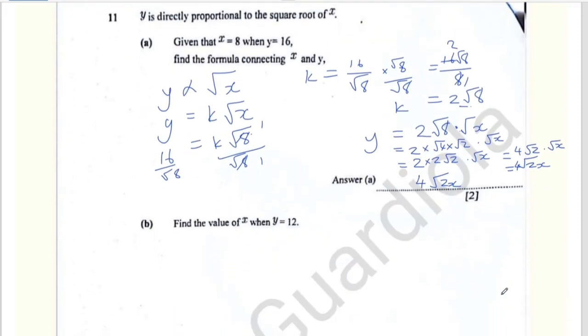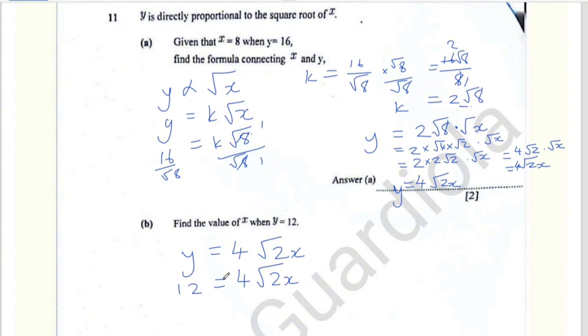Okay. Then the next question says find the value of x when y equals 12. So now we already have y equals 4 root 2x. That's the formula connecting x and y that we found. Now we need to simply plug in the values to find x. So since we said y equals 4 root 2x, now we need to make x the subject of the formula by doing the following. First, we substitute the values which we've been given. 12 equals 4 root 2x.